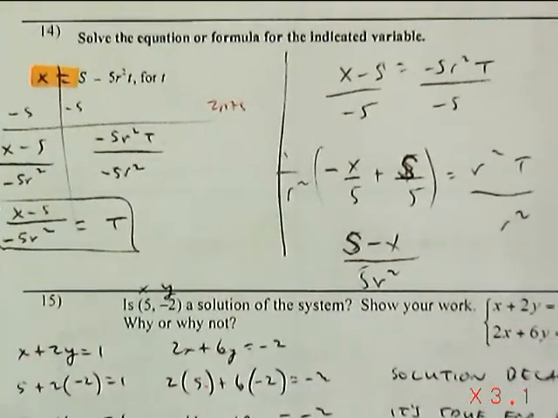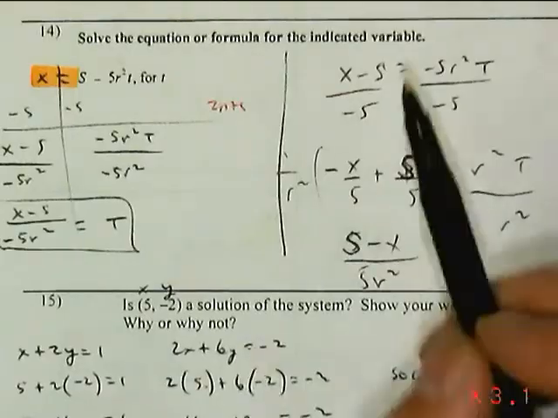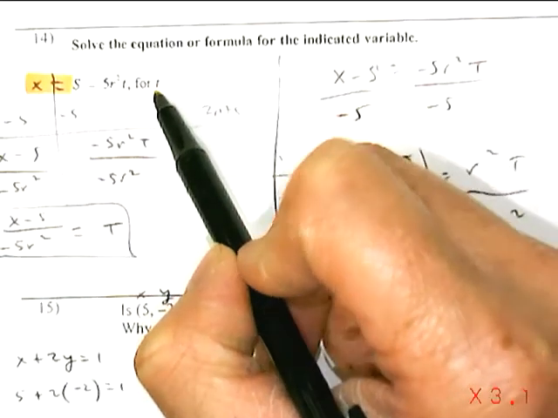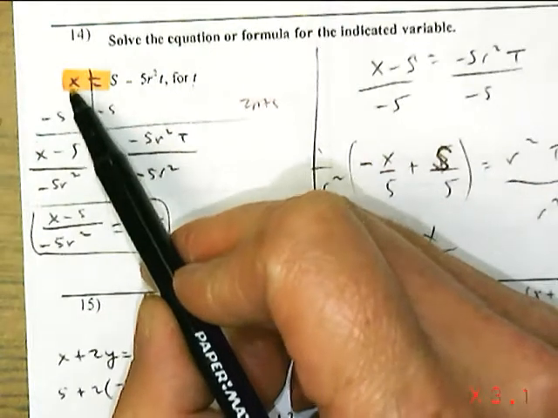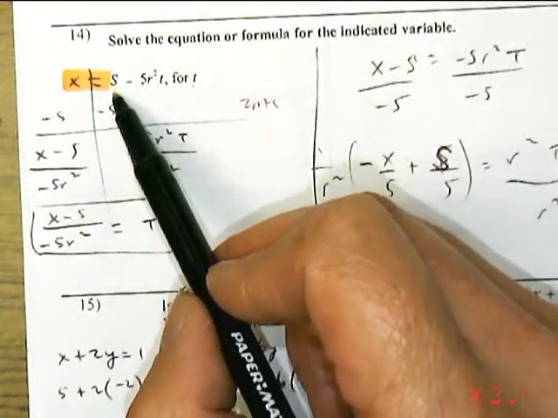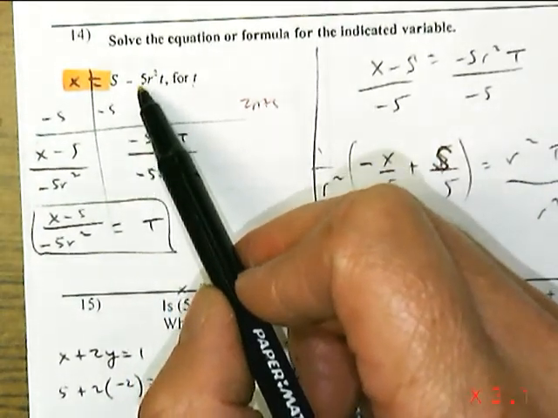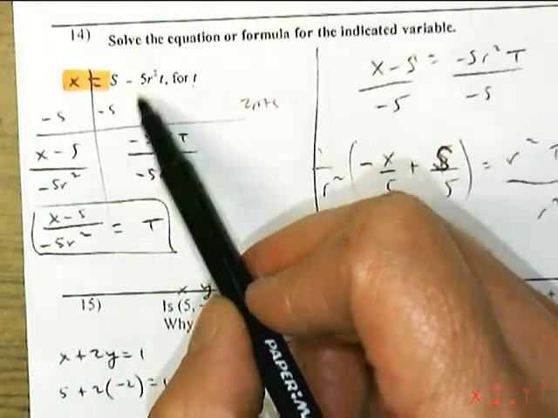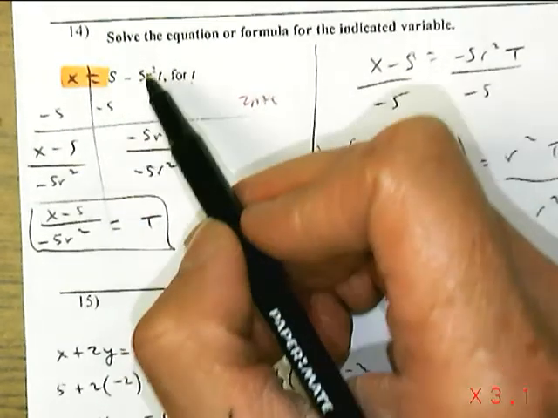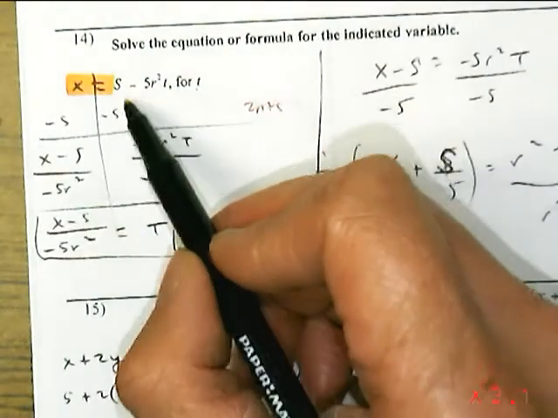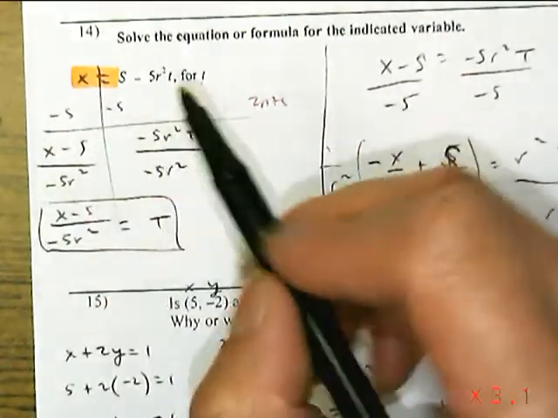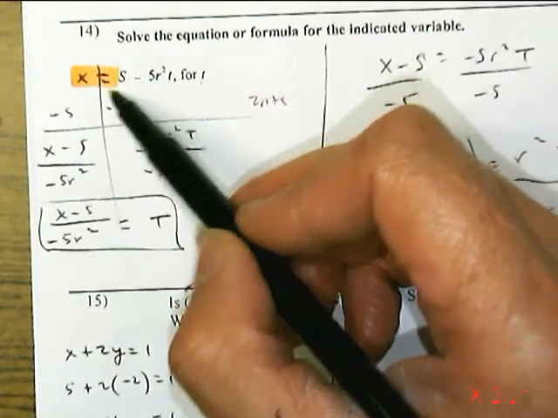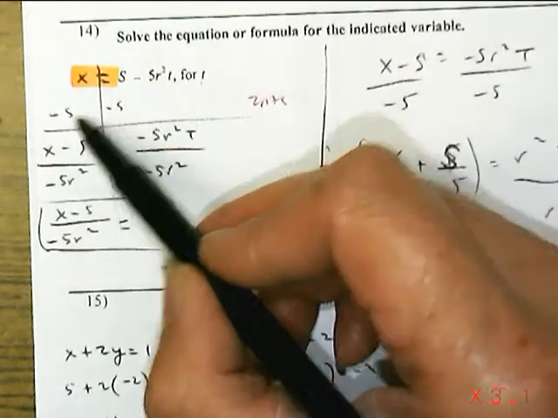Question number 14, solve the equation or formula for the indicated variable. The indicated variable is t, which means you get t by itself. I did ask you guys to add this part, x equals s, letter s, minus 5, the number 5, r squared t. So you might have been intimidated by the exponent. Remember, when you're solving for variables or just solving in general, you're doing the opposite of order of operations. In this case, this is a positive, so I'm going to subtract s from both sides.